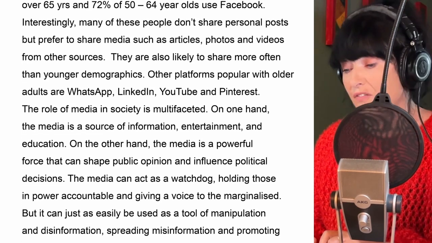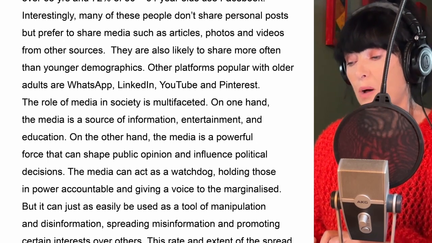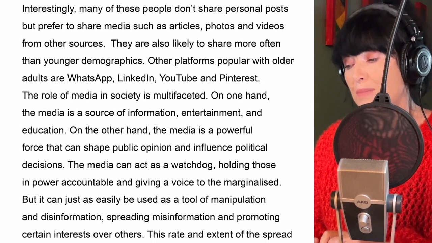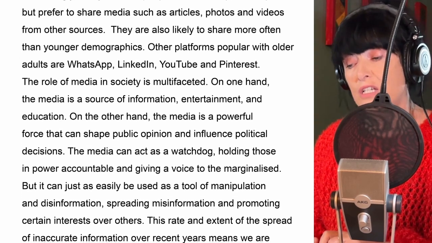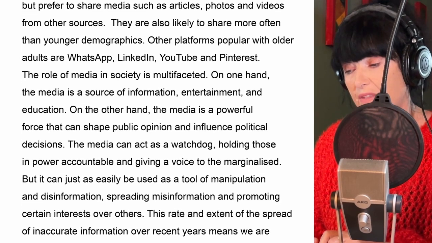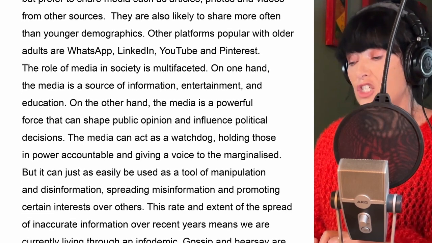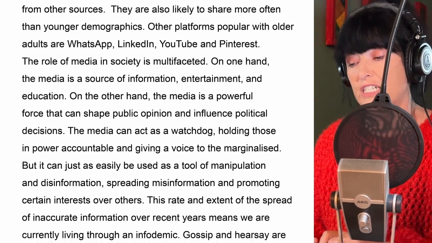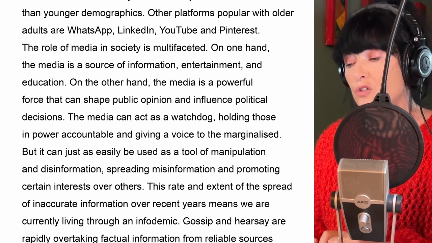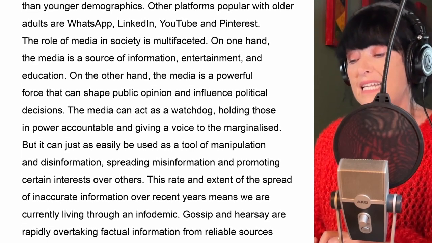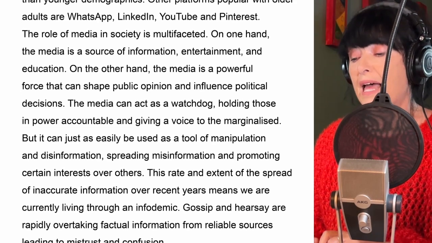Interestingly, many of these people don't share personal posts, but prefer to share media such as articles, photos, and videos from other sources. They are also likely to share more often than younger demographics. Other platforms popular with older adults are WhatsApp, LinkedIn, YouTube, and Pinterest.